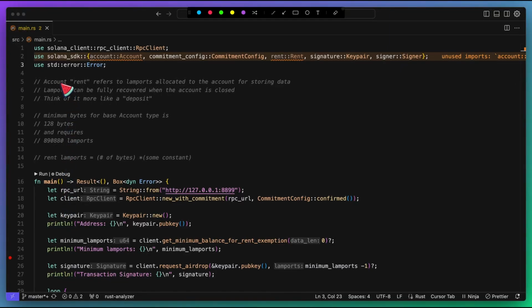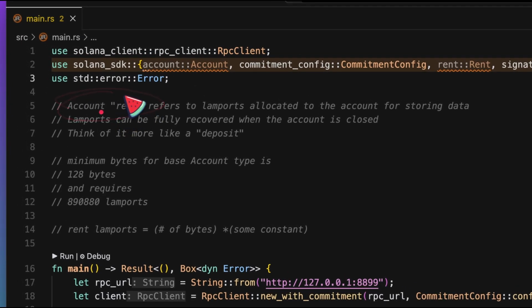In this video, we're going to talk about the concept of account rent on Solana. So basically, the term rent refers to the amount of lamports you have to allocate to an account for storing some data on that account. Now, the lamports that have been allocated to an account can be fully recovered when that account is closed, so you can think of it more like a deposit.